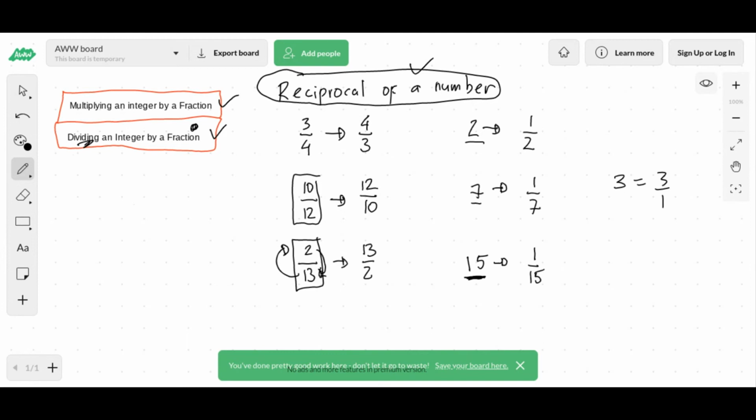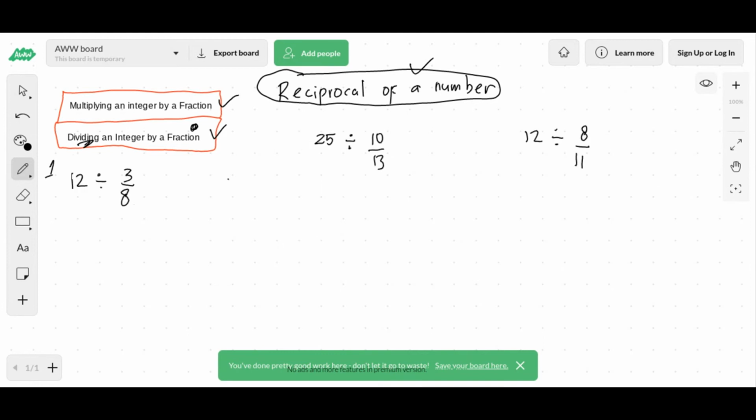Now we have three examples in here. The first one, so let's solve it. 12 divided by 3 over 8. So when you divide something by a fraction, you change the divide becoming multiplication and you find the reciprocal of the divider. So the reciprocal of 3 over 8 will be 8 over 3. And as you can see that you can cancel 12 with 3, this is becoming 4, and 4 times 8 will give you 32 as the answer.